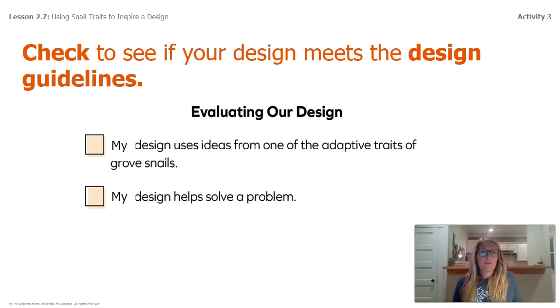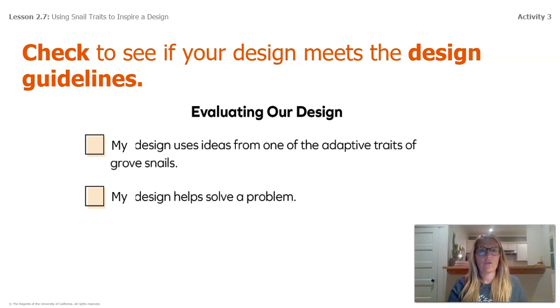So now, if you've already drawn your design, hopefully you have it with you right in front of you. You can take notes on it and write around it if you want using labels, but we're gonna check to see if your design meets the guidelines. So as biomimicry engineers, you need to think about what your designs should be like and how they should work. You also need to make sure that your designs are meeting the design guidelines. So we're gonna stop for a moment and see if we're meeting the guidelines for our design.